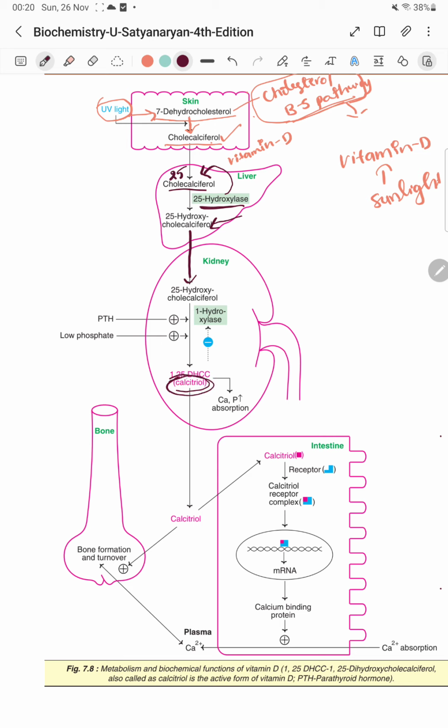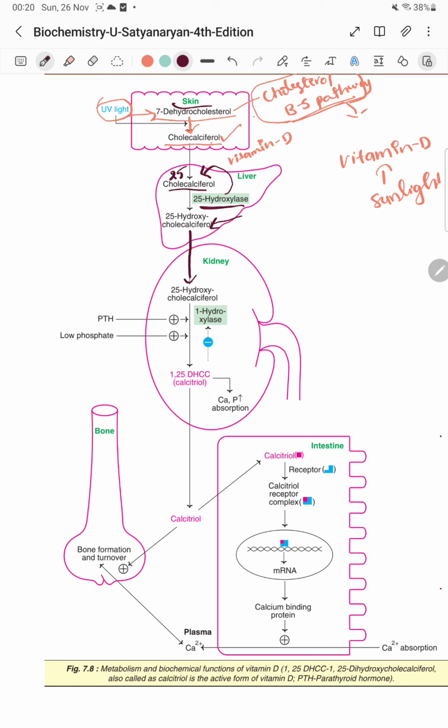Calcitriol is the active form of vitamin D. Remember, 1,25 dihydroxycholecalciferol and calcitriol are the same. Up to here, vitamin D is synthesized in the form of calcitriol. Vitamin D starts from the skin and ends here in the kidney. Now see the functions of vitamin D.